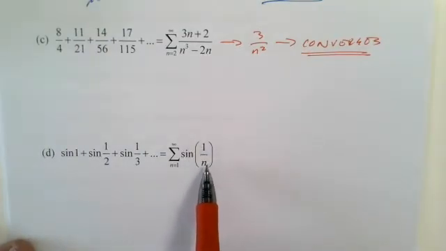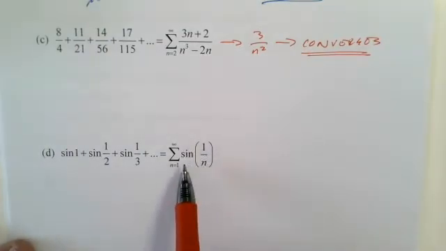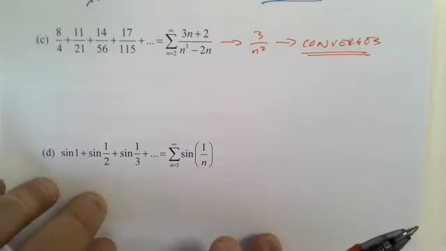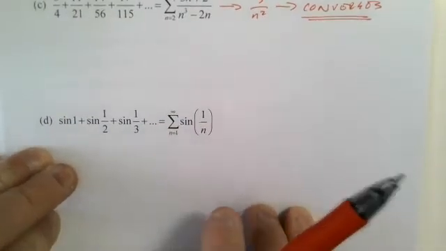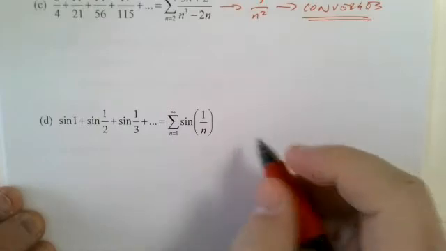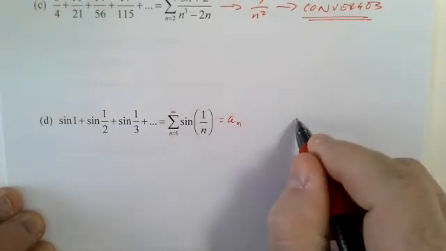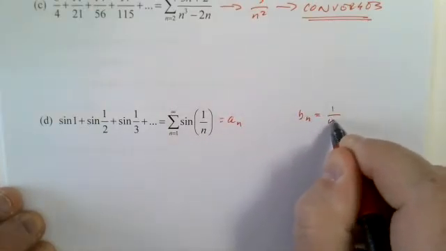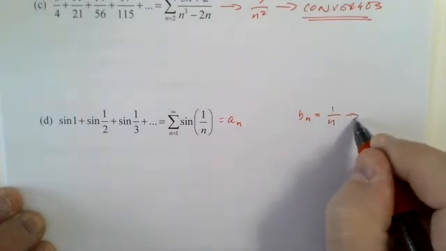Sum of sine of 1 over n, that goes to sine of 0. This one is a little trickier. I'm going to have to do some math on it. So let's go with this is a of n, and b of n is 1 over n. Let's compare it to one we know diverges.